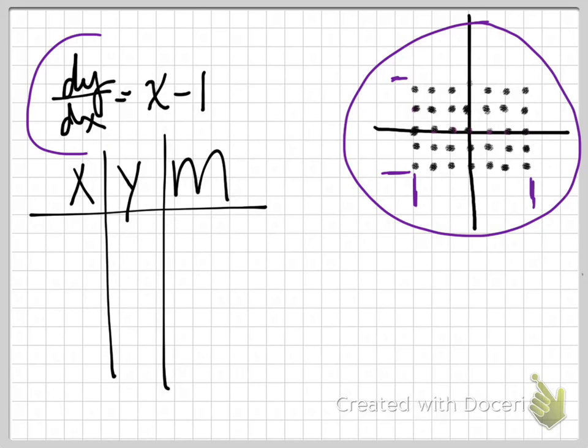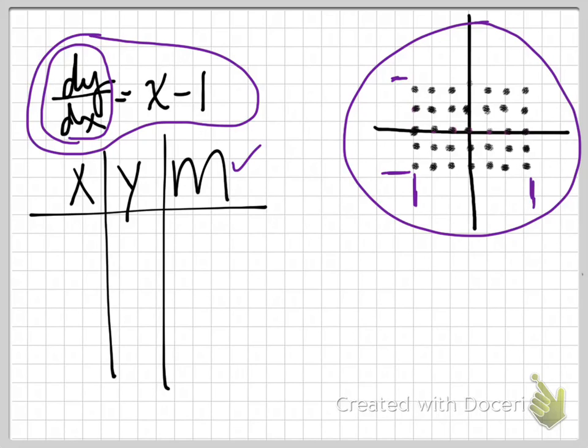So dy dx equals x minus 1. Now remember, dy dx means slope. Okay, that's what the m is. So let's say we started with 0, 0. At 0, 0, if I plug in 0 for x, what am I going to get? I'm going to get -1. So at 0, 0, my slope would be -1. So if I come to 0, 0, I'm going to basically estimate a slope of -1. And I'm going to do that for each dot.